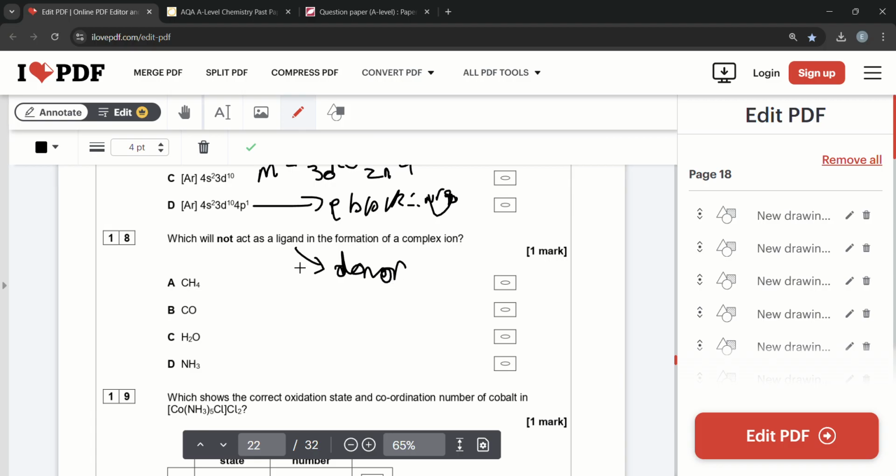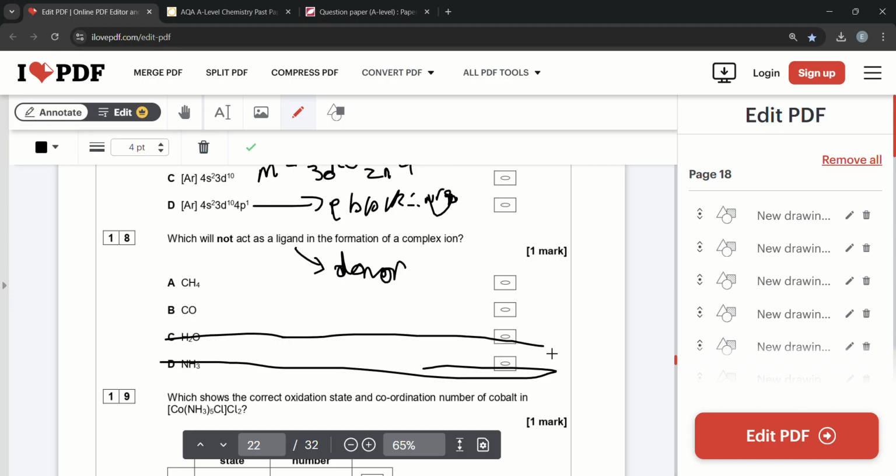So which will act as a ligand, meaning it will donate, and which will not act as a ligand, meaning it cannot donate? So therefore it doesn't have any lone pairs of electrons. Well, if you look at NH3, I mean NH3 does have a lone pair of electrons. NH4 plus sign, H2O does have lone pair of electrons, oxygen. So it's either A or B.